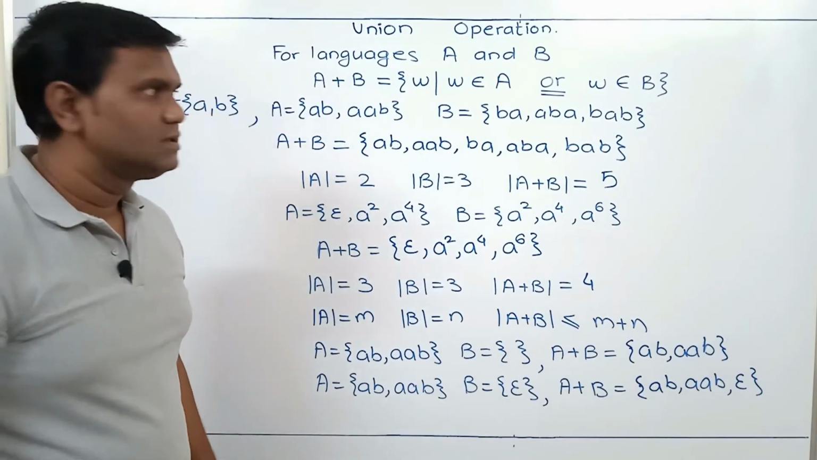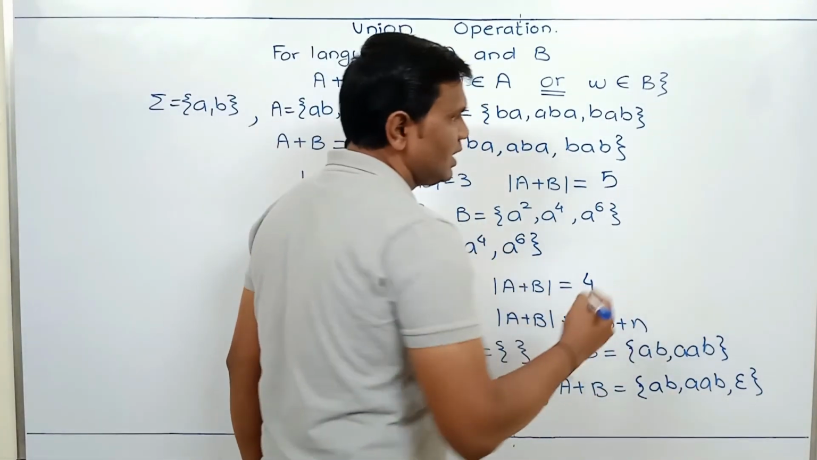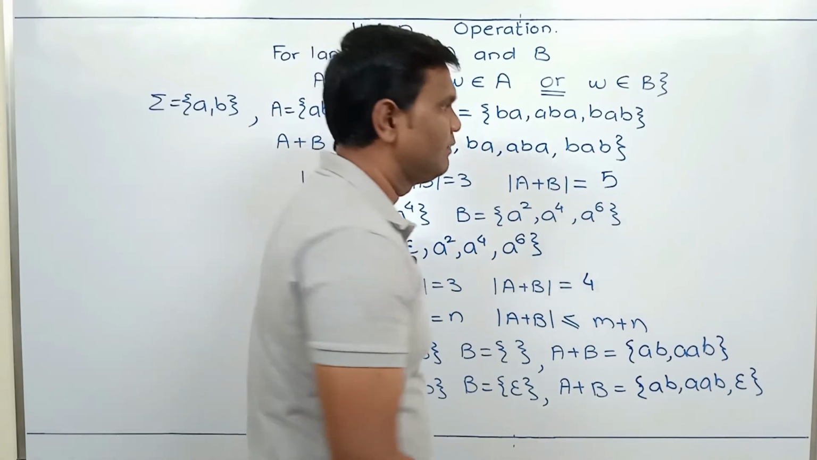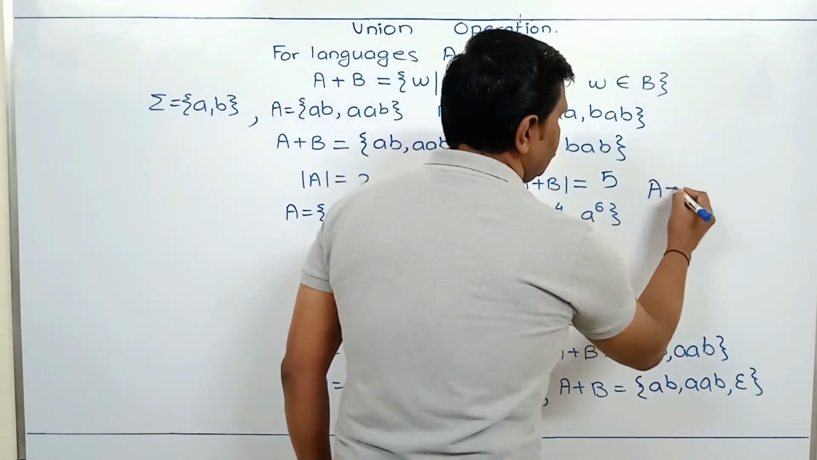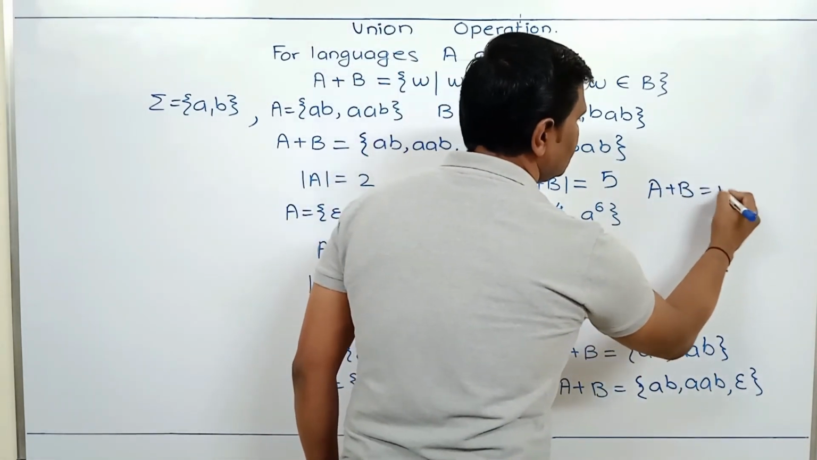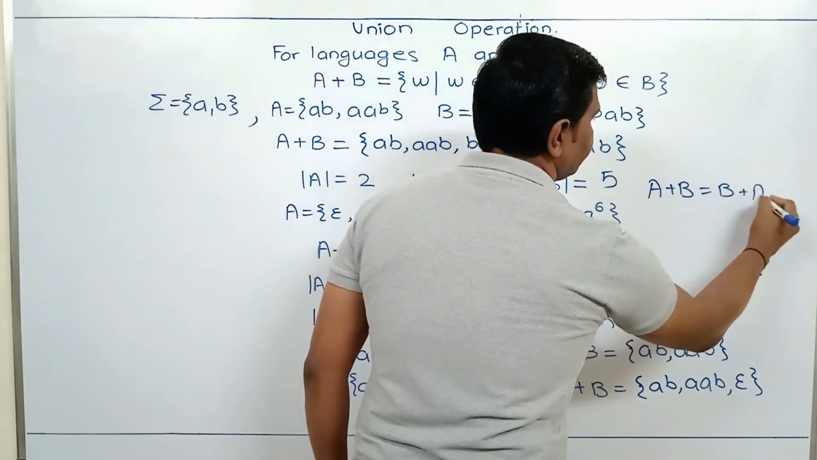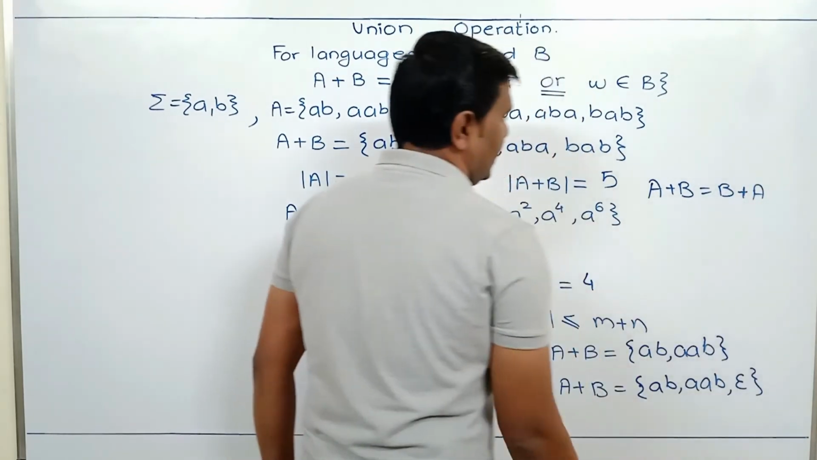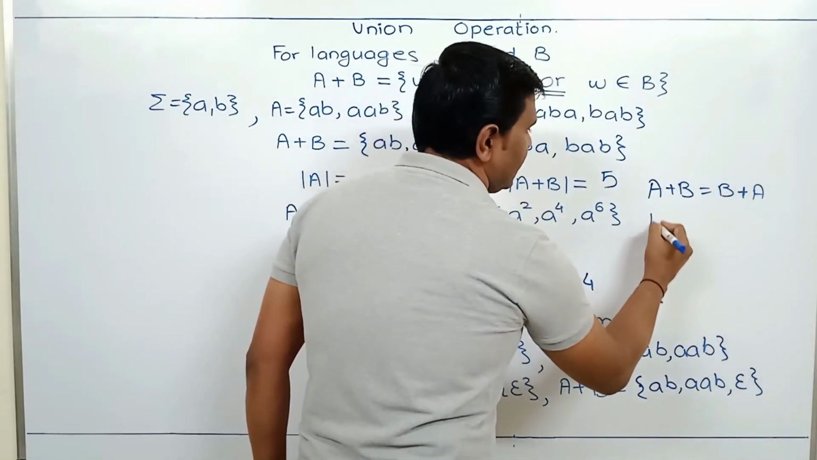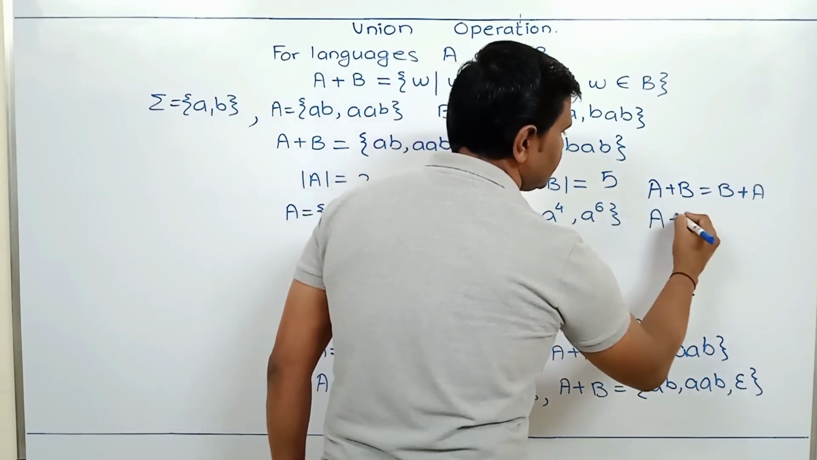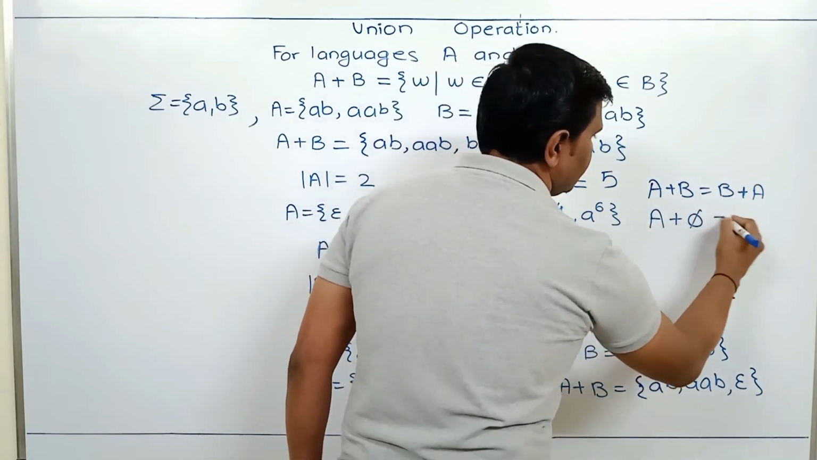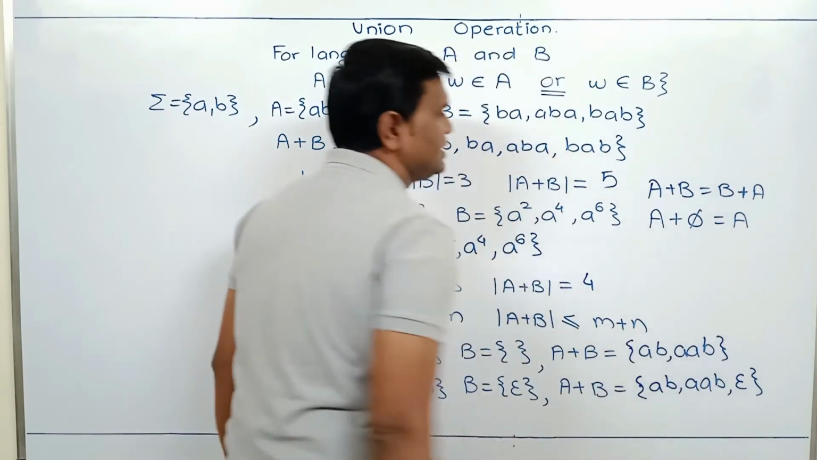So some logical conclusions are: the union operation is commutative, A + B is equal to B + A, and for any language A, A + empty set phi is equal to language A itself.